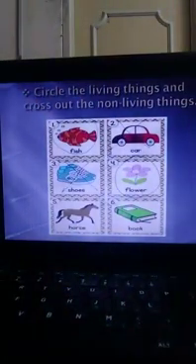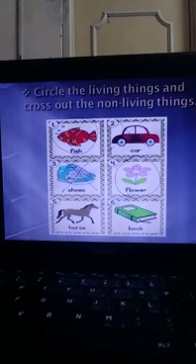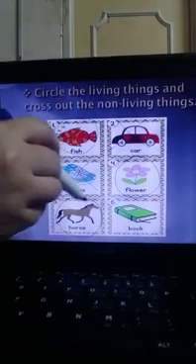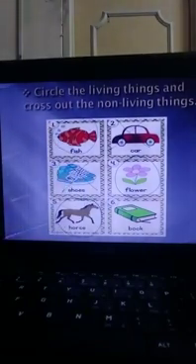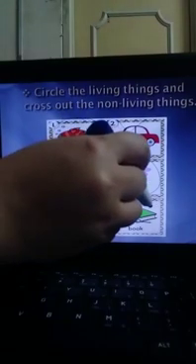In number 5 you can see there is a horse. A horse is a living thing because a horse can eat, it needs water, food and air to stay alive, and it can grow up, it can run, it can move. So the things which can move are also called living things. In number 6 you can see there is a book. This is a non-living thing.